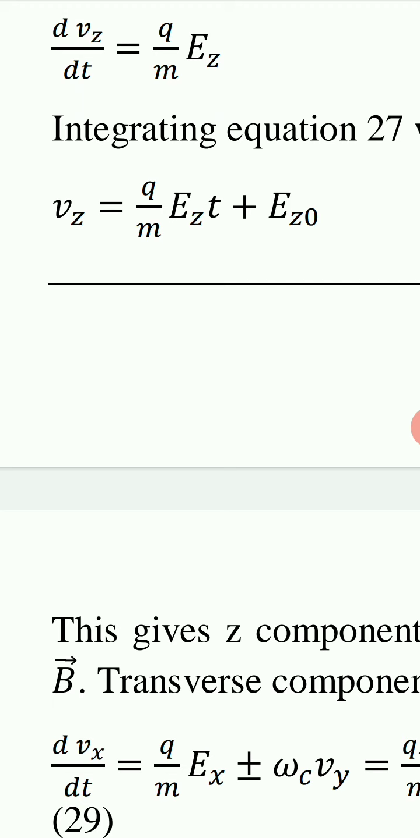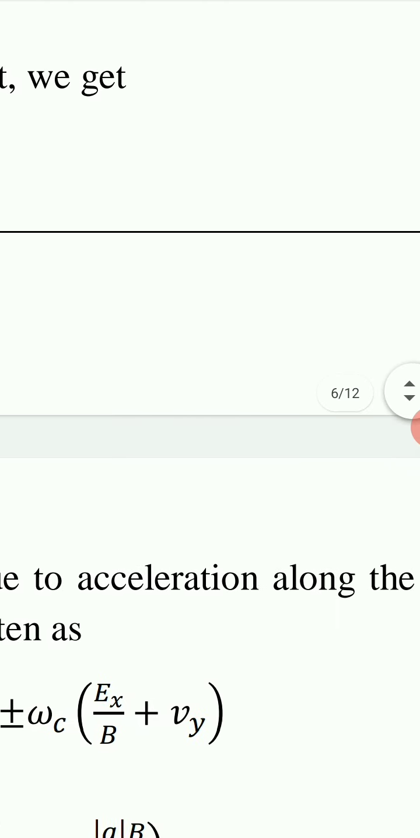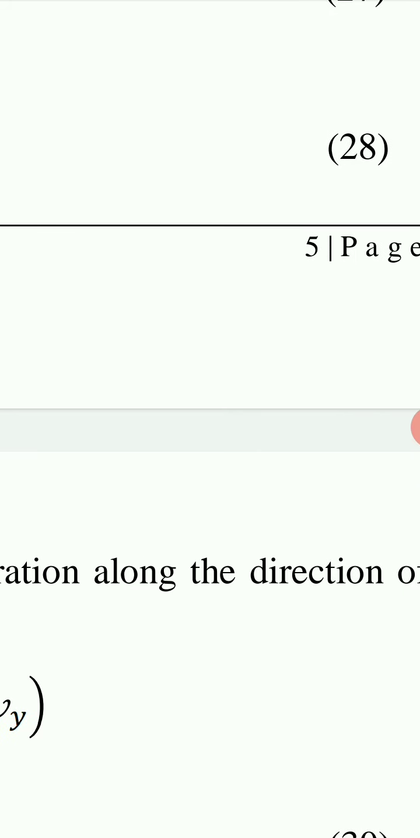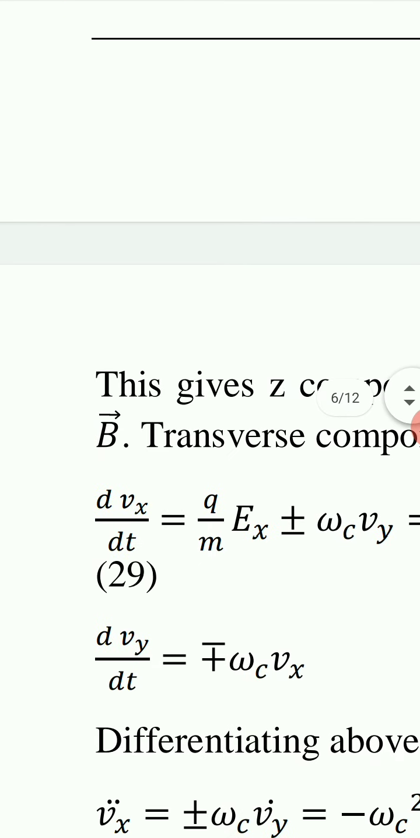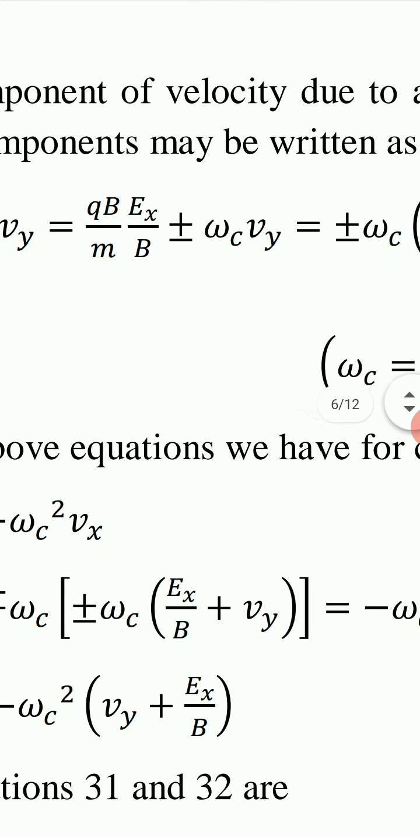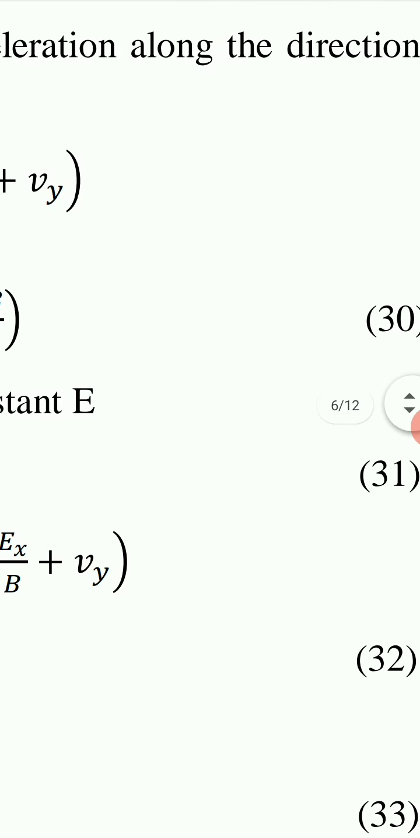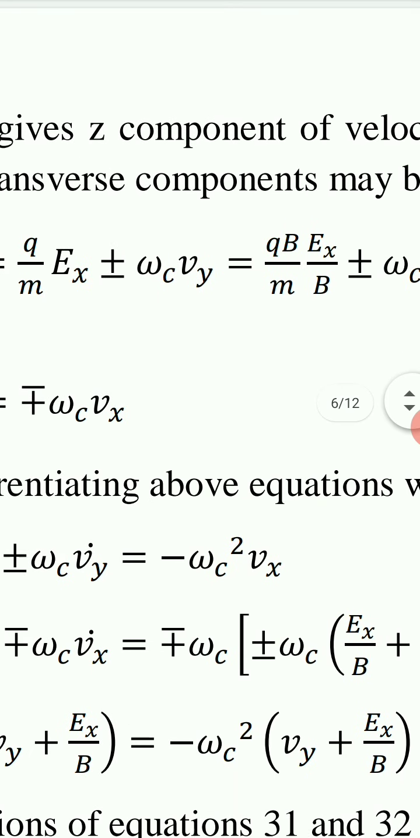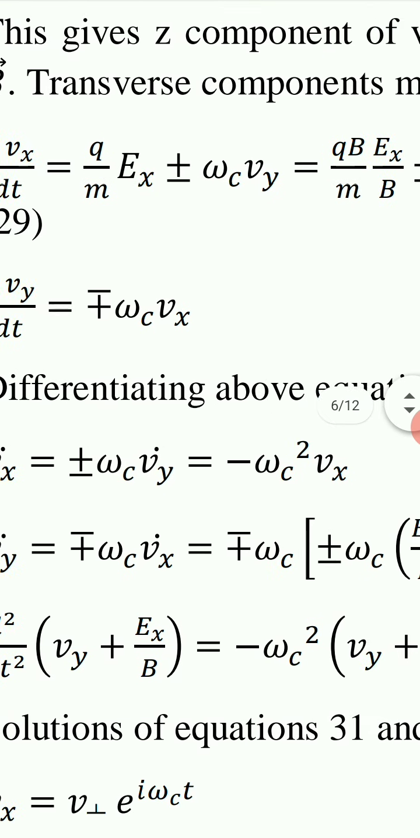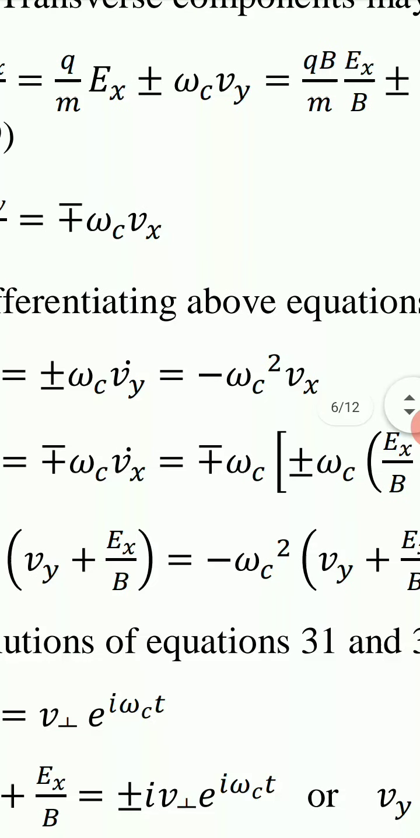And the equation is Vz equal to Q by M Ez t plus Vz0. Vz0 is constant. It is the Z component of velocity. The 0 represents t equal to 0, the initial time. So this is the expression for Vz. We write it as equation 28. This gives the Z component of velocity due to acceleration along the direction of B vector.